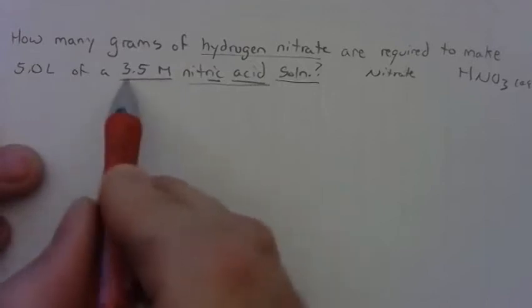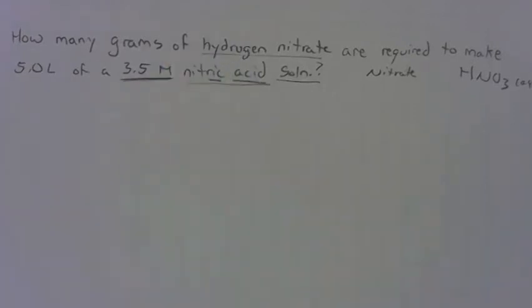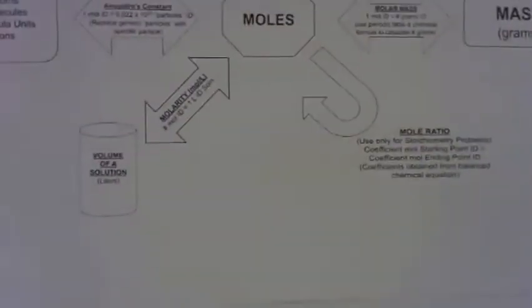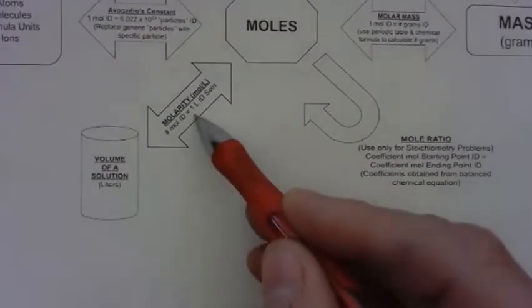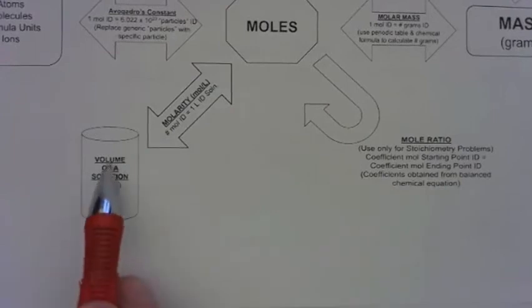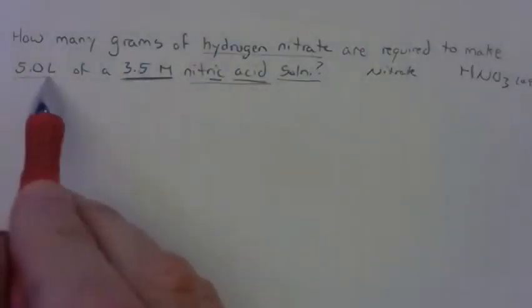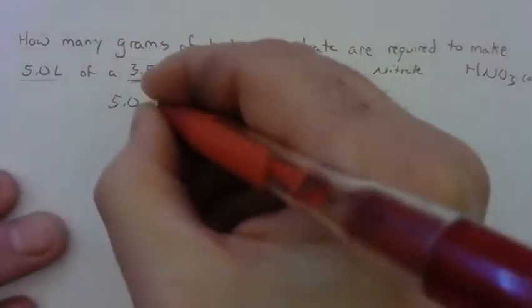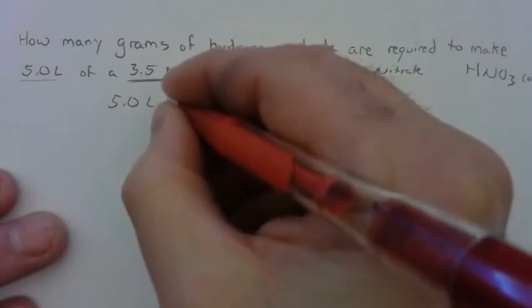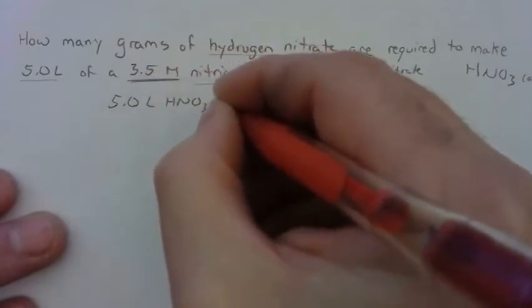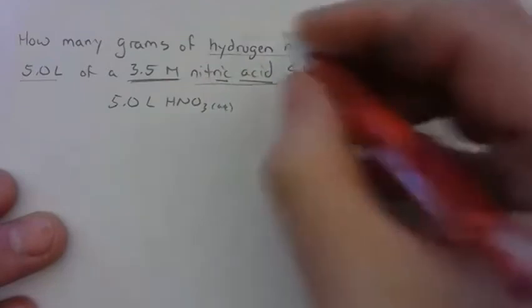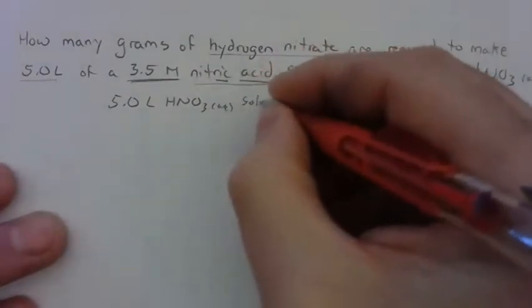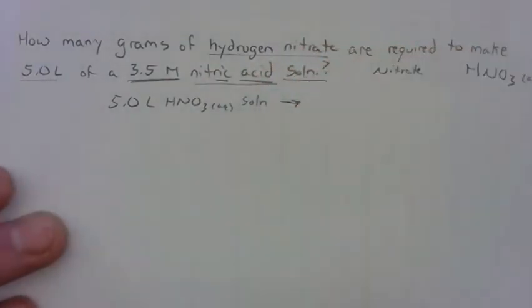Again, molarity is not an island. Instead, molarity is an equality. So I know that can't be my starting point. It says volume of a solution in liters. Well, I have 5 liters of a solution, so that's going to be my starting point. 5.0 liters of nitric acid solution is my starting point.